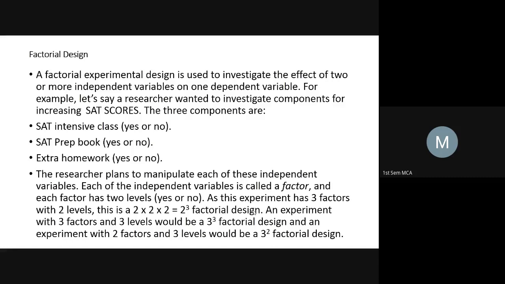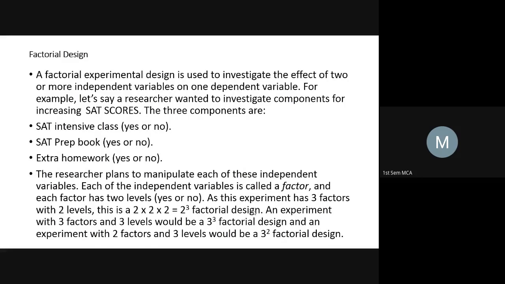What are those 8 combinations? Either I can go for only coaching class, or only for preparing from the book, or only homework, or class and book, or book and homework, or homework and class. An experiment with 3 factors and 3 levels would be a 3 to the power of 3 factorial design. An experiment with 2 factors and 3 levels will be a 3 to the power of 2 factorial design. So the formula is the number of levels to the power of factors.